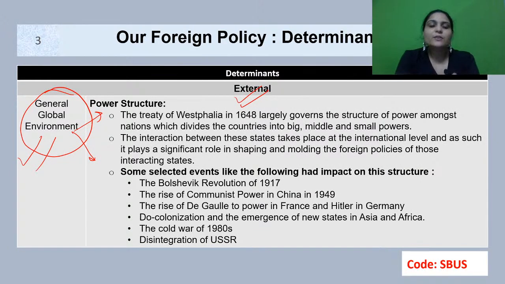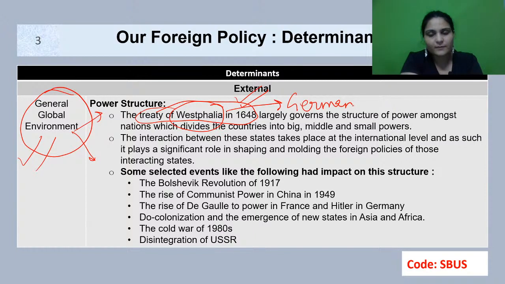I do not know how many of you, apart from those who have political science and IR as a proper subject, know that a Treaty of Westphalia was signed in 1648. It actually still largely governs the structure of power amongst the nations. It divides the countries into big, middle and small powers. Westphalia is a place in Germany.